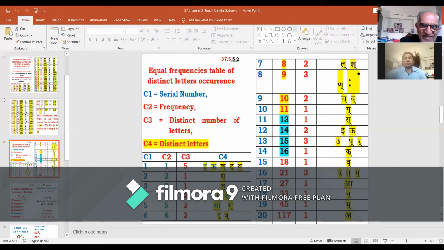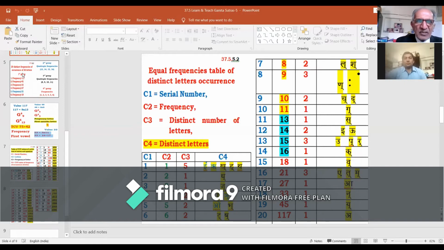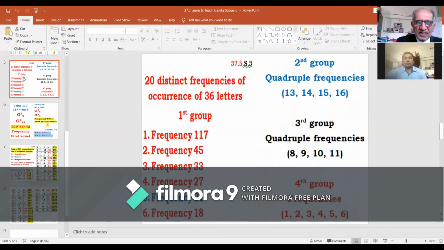Now, once we are at column 3, we will be face to face with how many sets out of the 20 sets are of equal values as per the tabulation in column 3. A step ahead is the reach, which in fact is the sum up. This sum up comes to be that there are 20 distinct frequencies of occurrence of 36 letters.